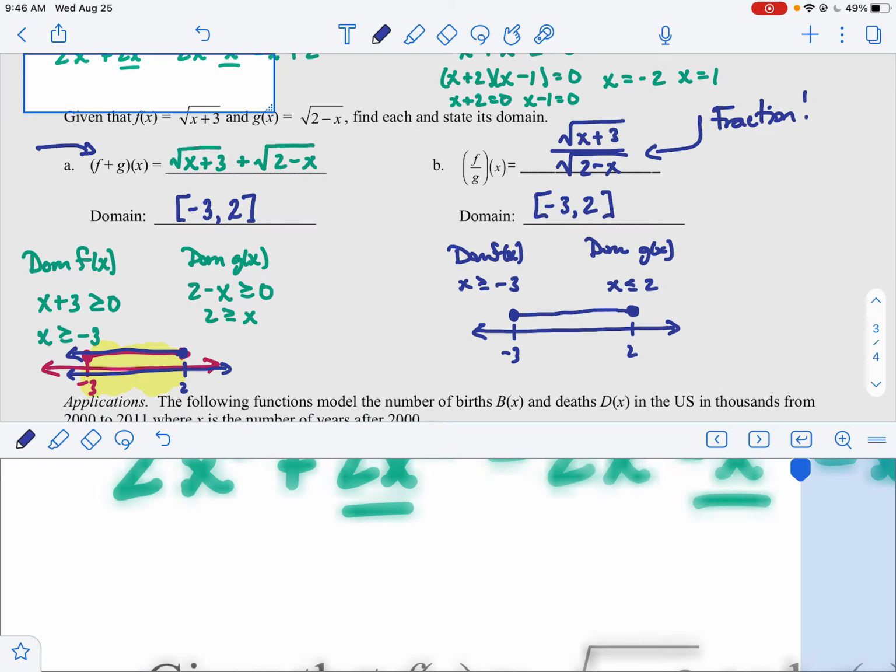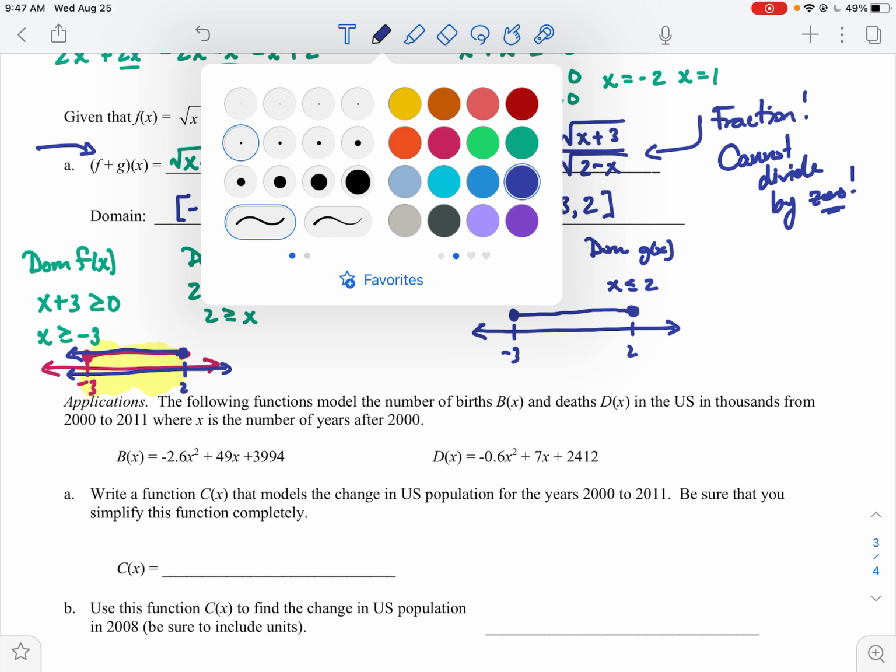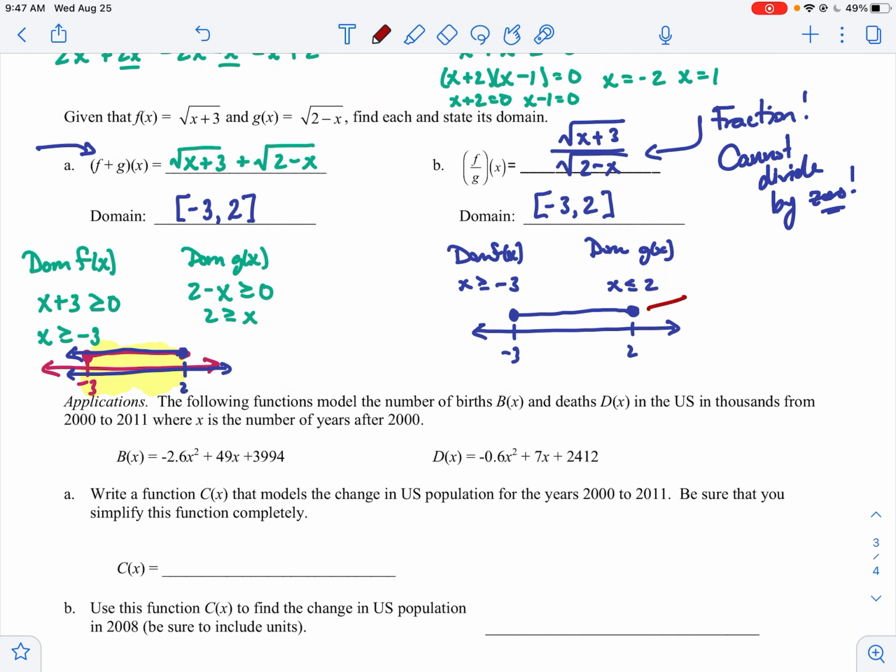Fraction. I hate when it does that. Cannot divide by 0. So when I look at this situation, if I plugged in anything from -3 to 2, I'm going to be okay. I can plug that into my toaster, except we have an issue right here at 2, right? Because if I actually plugged in 2 to the bottom, this would be 0. The square root of 0 is 0, and that would be bad.